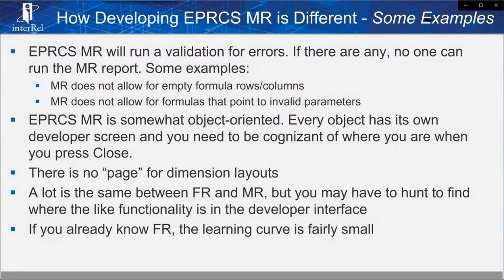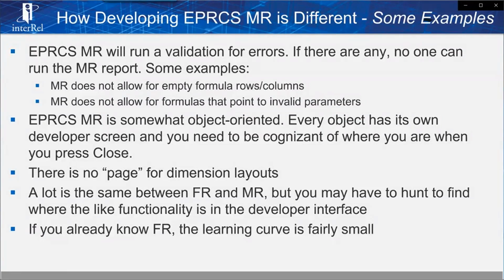So here are some examples of how developing in MR is different than developing in FR. One of the most important things that you will notice is that MR actually runs a validation for errors. And if there are any errors, no one can run the MR report. Some examples: if your MR report has any empty formula rows or columns, because MR does not allow for that, or let's say it has formulas that point to invalid parameters.